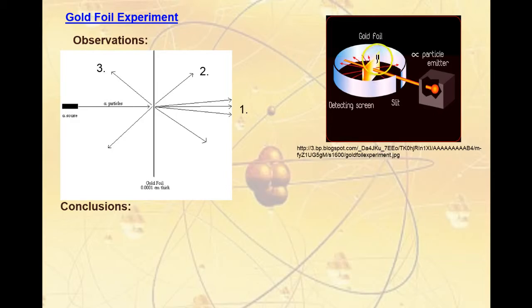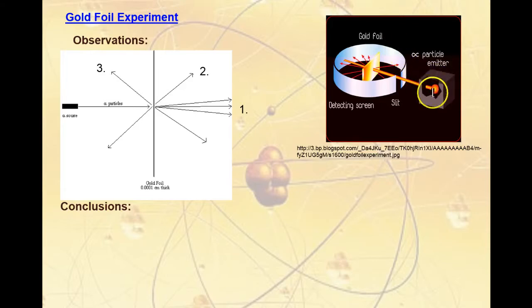Now, he used gold because it was made up of a single type of atom. It was a metal, and it was solid. And that's what he wanted. He wanted a solid piece of something that was made up of a single type of atom.